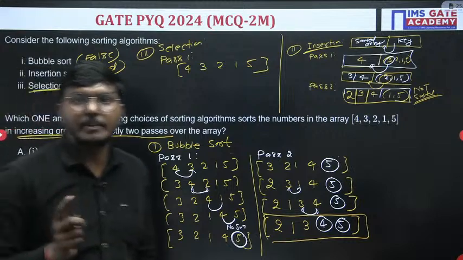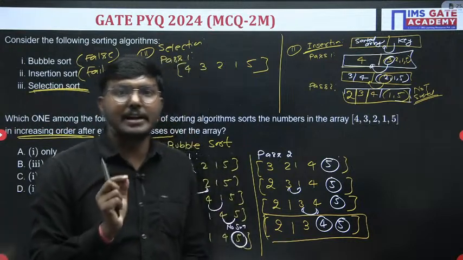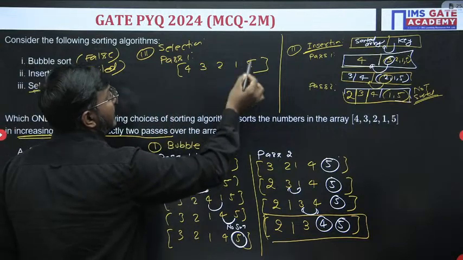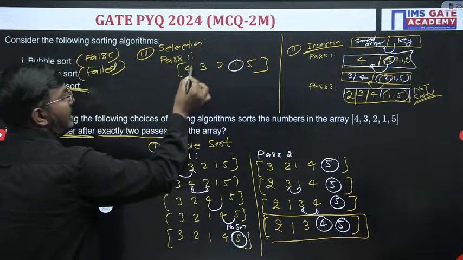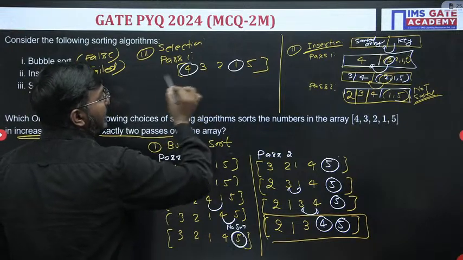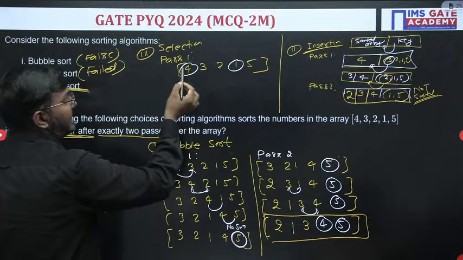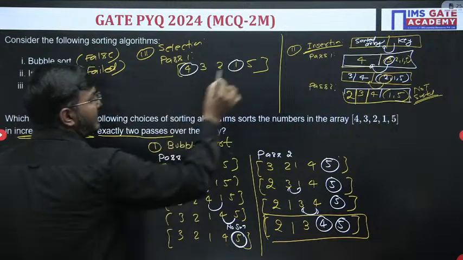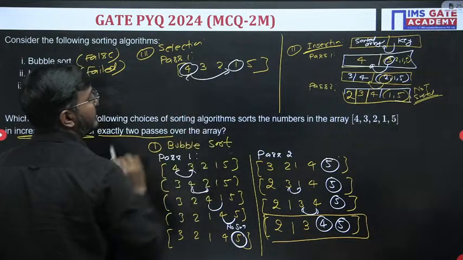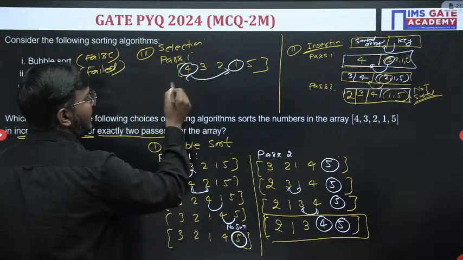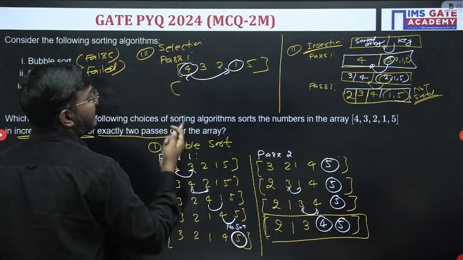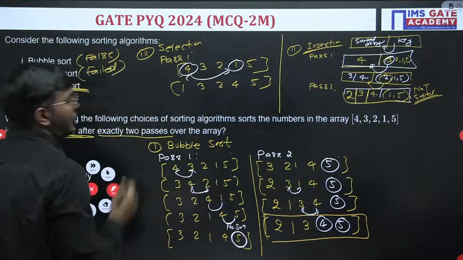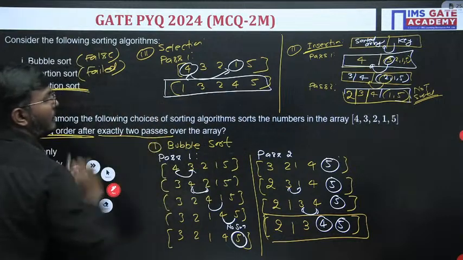Selection sort, in the first pass, tries to find the index of the minimum element, and after finding it, it simply swaps the minimum with the first element. If the index starts from 0, then 0, 1, 2, 3, so the third index has the minimum element. The third index and the zeroth index are swapped. So after the first pass, the elements are 1, 3, 2, 4 and 5. This is the result of the first pass.